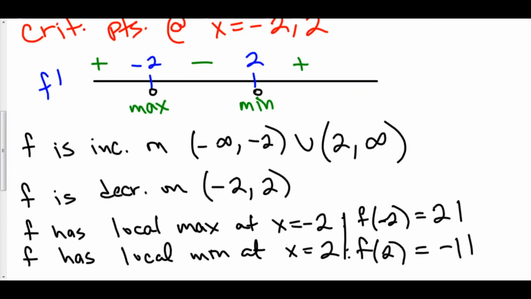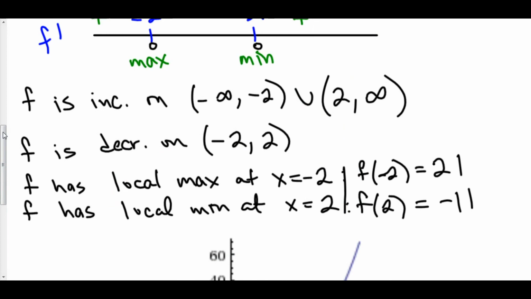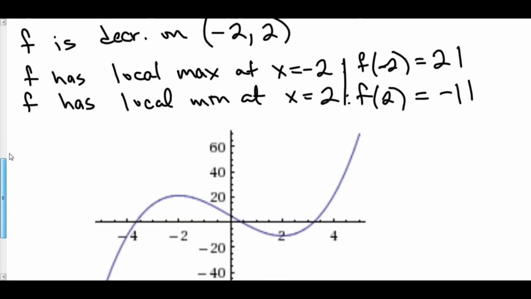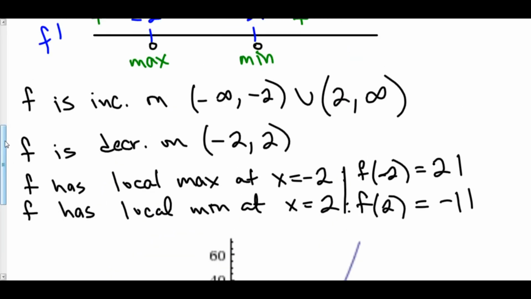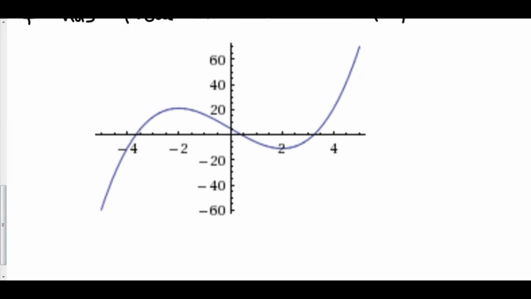We can even graph this function and see how all this would look on the actual graph. Here's what this function looks like. Now f is increasing from negative infinity to negative 2, as we noted right here. And f is decreasing from negative 2 to positive 2, as we noted right here. And finally, f is increasing from positive 2 to infinity.